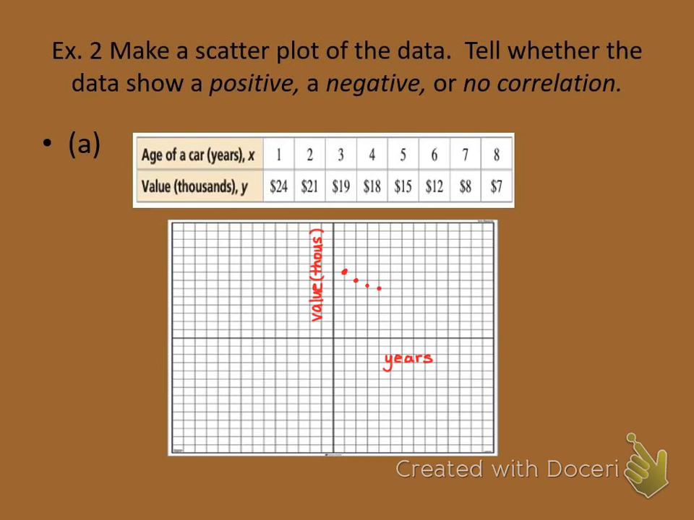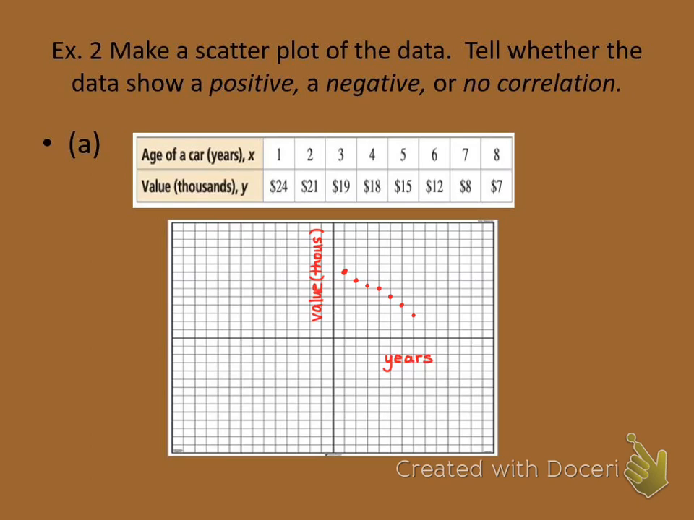All right, Amiri, what's our next ordered pair? 5, 15. Good, right to 5 and up to 15. Alonzo, what's our next ordered pair? 6 and 12. So right to 6 and up to 12. Michael, what's our next ordered pair? 7, 8. So right to 7. And again, we got a 9, so we're going to go right below the 9 to plot that point.